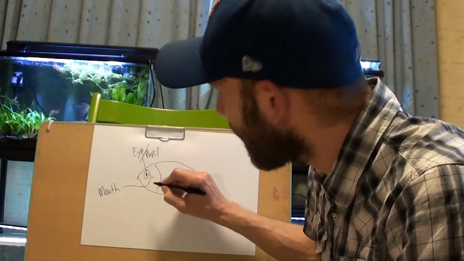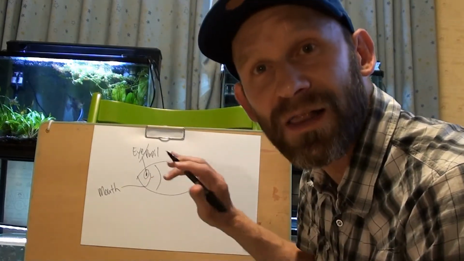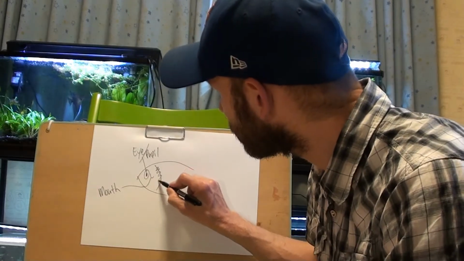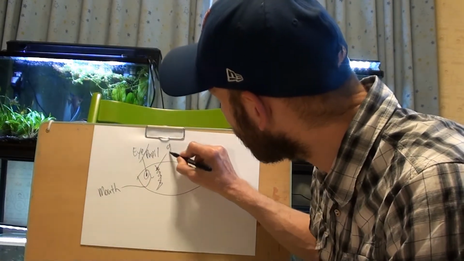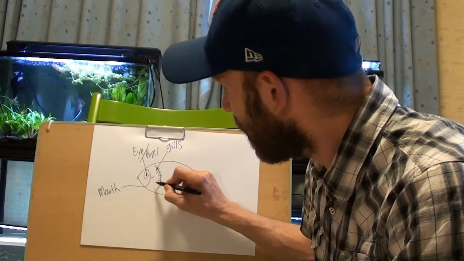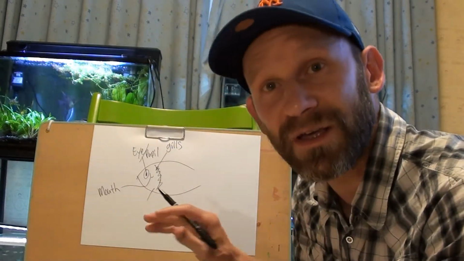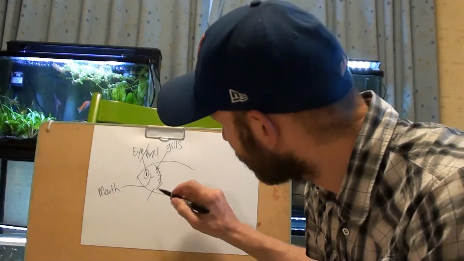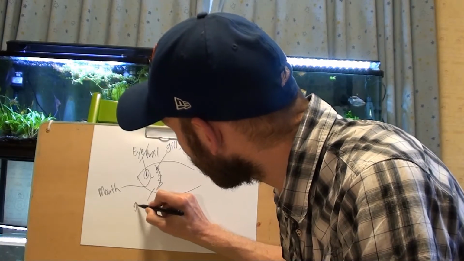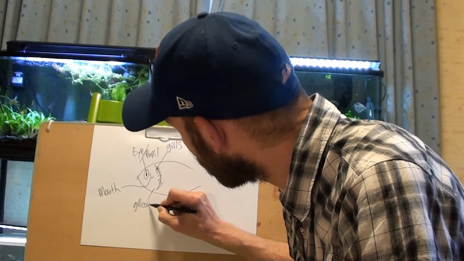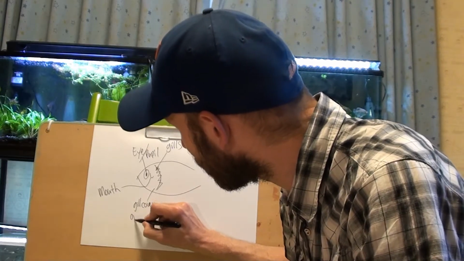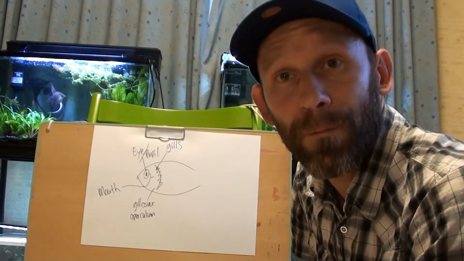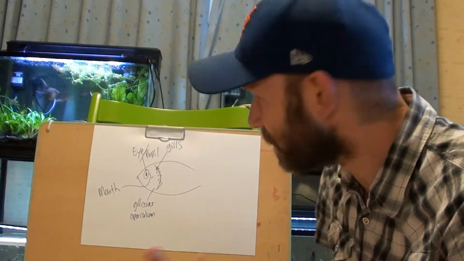Next, we have the gills. The gills allow the fish to breathe underwater. That is obvious to most of you, I'm sure. Now, the covering of the gills. The gill cover is the common name, or the operculum. Gill covering. Gill cover. Or operculum. That protects the gills.